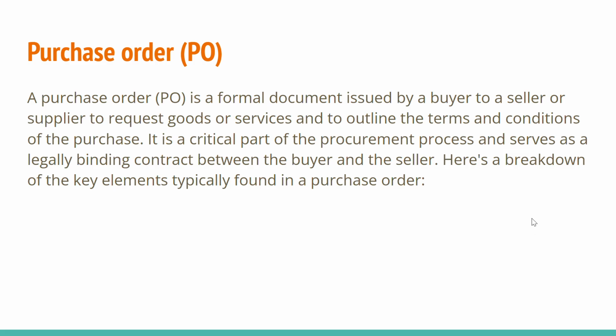So next is purchase order. A purchase order is a formal document issued by a buyer to a seller or supplier to request goods or services and to outline the terms and conditions of the purchase. It is a critical part of the procurement process and serves as a legally binding contract between the buyer and the seller. Here's a breakdown of the key elements typically found in a purchase order. So this is about purchase order.